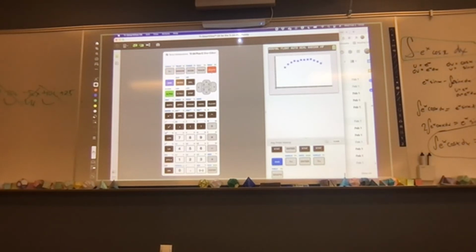Now, why would we want to do a scatter plot? Well, because maybe at the end of the year, I'm going to give you a bunch of data and you have to figure out what is the best regression model to do. Is it linear? Is it quadratic? Is it exponential? Is it logarithmic? You're looking at this and it looks like a little parabola opening down.